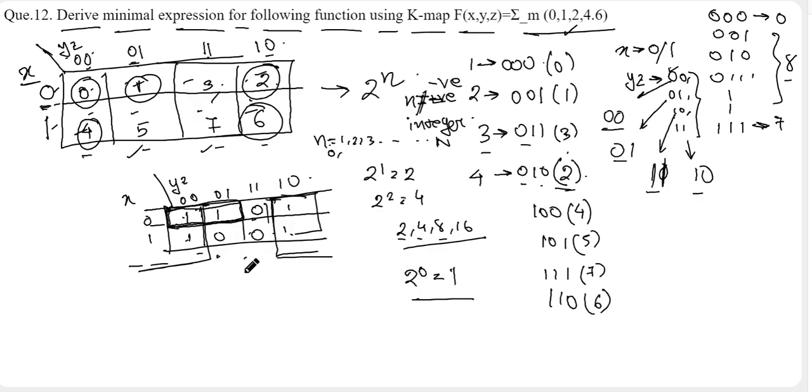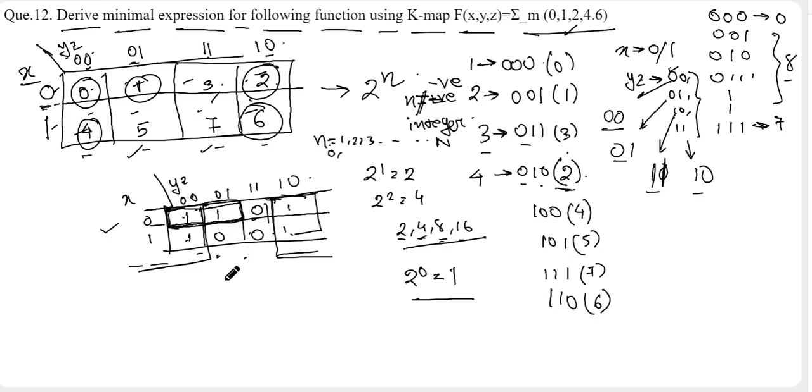We have to leave out the zeros, and we have to make sure that no zero is included in our group. We have to make a group of only ones, and that group will be of size 2 to the power n, where n is not any negative integer. It can be 0, 1, 2, 3, up to anything. So we can take only one individual one, or make a group of 2 ones, 4 ones, 8 ones, 16 ones, like this. So in this question our criteria is complete.